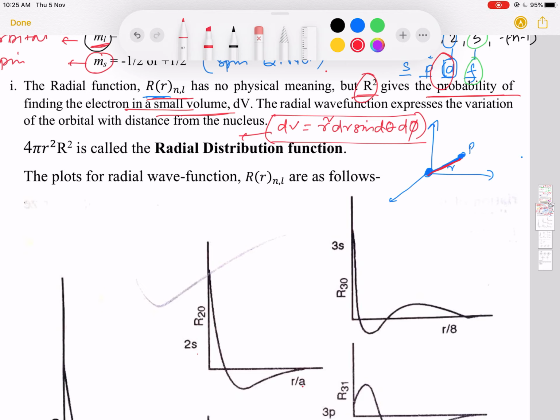And this term, 4 pi r square, capital R square, is known as your radial distribution function. This radial distribution function gives us all the information about the probability of the electron, where the electron can be present in a subshell or in an orbital. So we have some plots, and these plots are very important for this radial function.